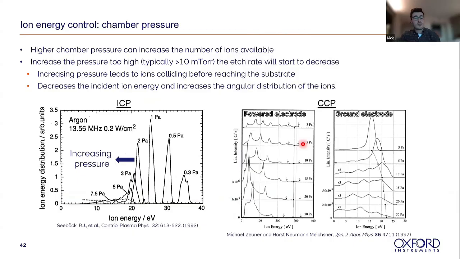Chamber pressure as well can be a very good way of controlling your ion energy. Going to higher chamber pressures typically increases the number of ions available. So when you're at very low pressures, if you increase the pressure slightly, you can get slightly higher flux. But if you go too high, you actually start to degrade the etch rate. We see with increasing pressure beyond around 10 millitorr on our systems that the increasing pressure can actually degrade our ion flux, and we get much lower ion energies at the surface.